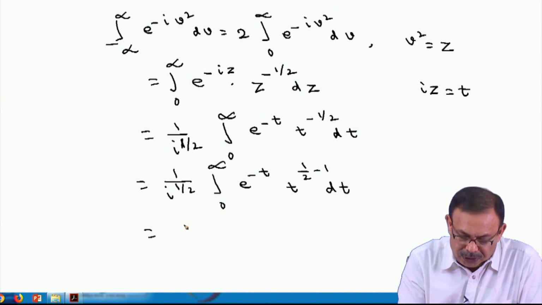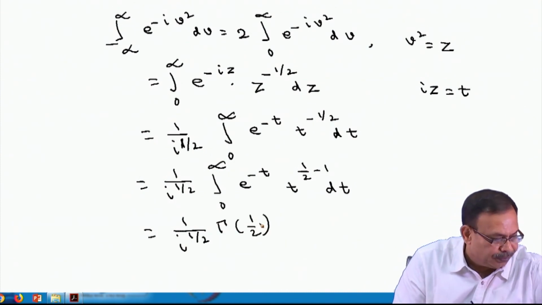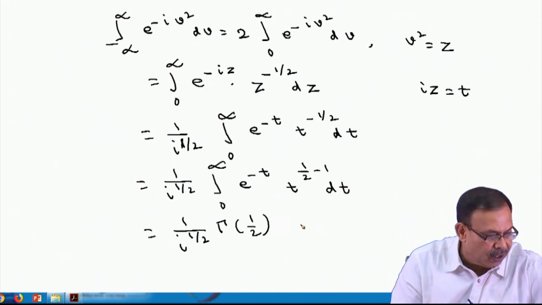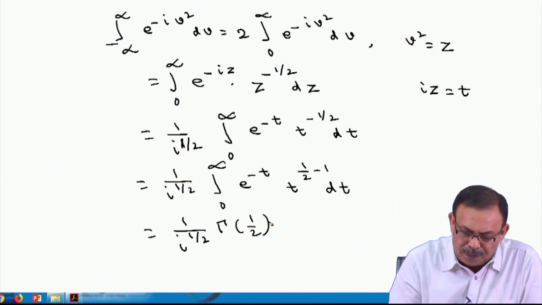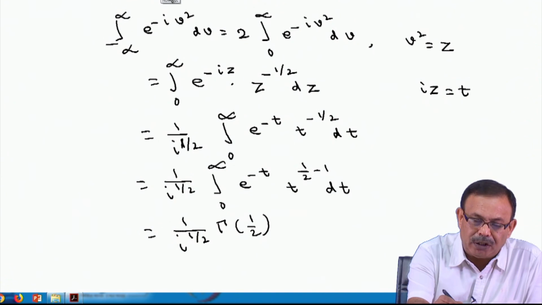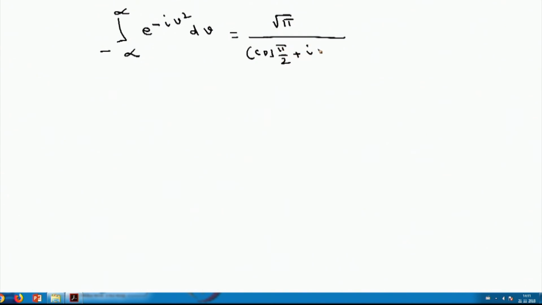So, you can write this as 1 by I to the power half into gamma half, and gamma half is nothing but root pi. So, what you are getting here is 1 by I to the power half into gamma half. The value of this integral, from minus infinity to infinity of e to the power I v square dv, equals root pi over I to the power half, and I to the power half I can write as cos pi by 2 plus I sin pi by 2, to the power half.